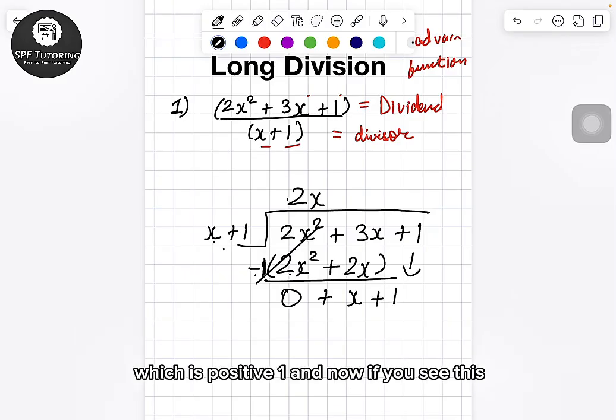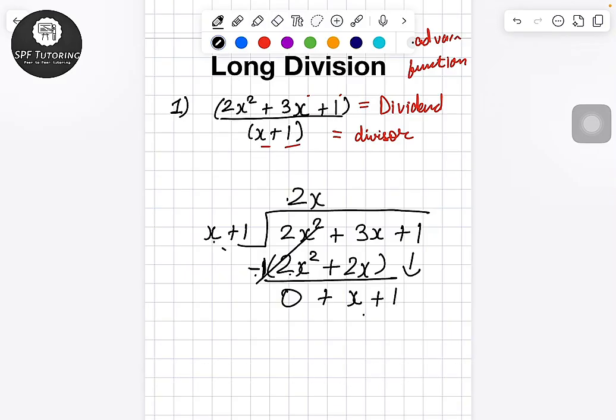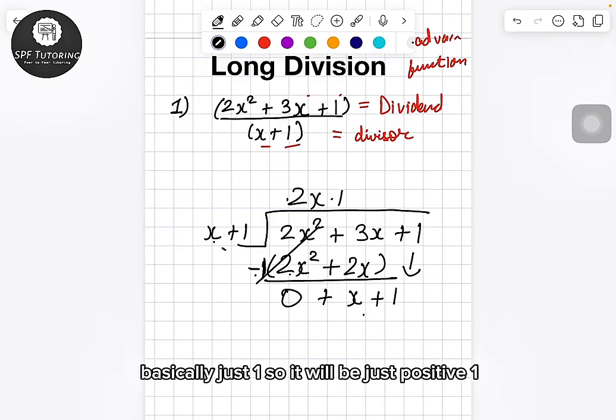Now, if you see, both things are the same, right? Then what times this gives you x plus 1? Basically just 1. So it would be just positive 1.